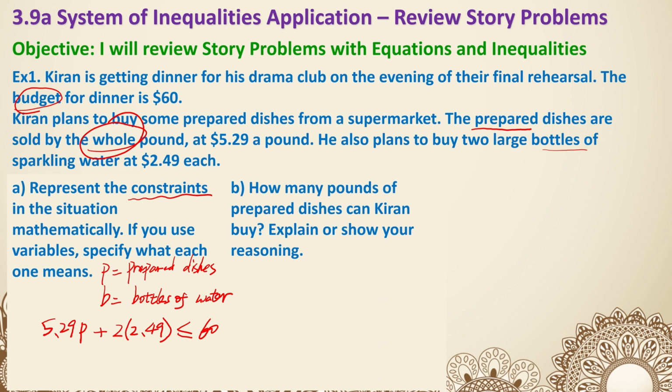From that inequality, we can solve it. 5.29p plus 4.98 is less than or equal to 60. Subtract the 4.98 over, then divide everything by 5.29. You should get p is less than or equal to 10.4. But at the same time, the question said whole pounds, so you need a number that satisfies this to make it work. So it's going to be 10 pounds.